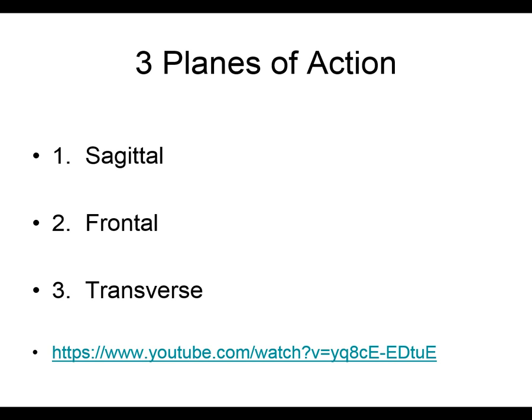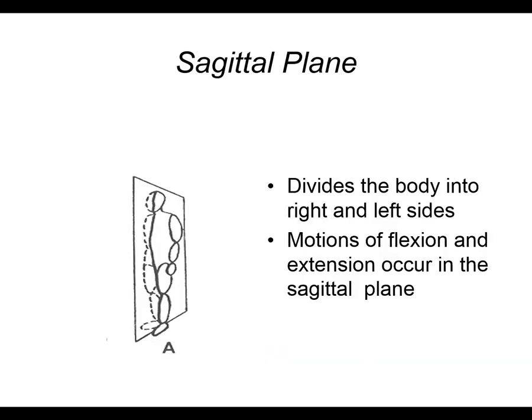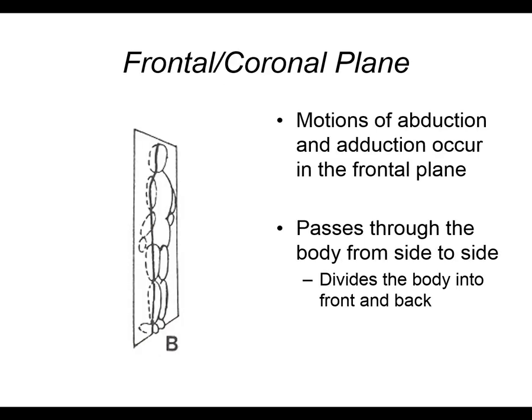Sagittal plane divides the body into right and left, and motions of flexion and extension will occur in the sagittal plane. Now here again, if you're in the online class, go to these YouTube videos. I strongly encourage you to, because you will begin to understand why we consider that the motions of flexion and extension will occur in this particular plane, just like the abduction and adduction will occur in the frontal plane. If you are taking an on-site class, we will give examples in class and help you to understand this a little better if you are having some trouble with that.